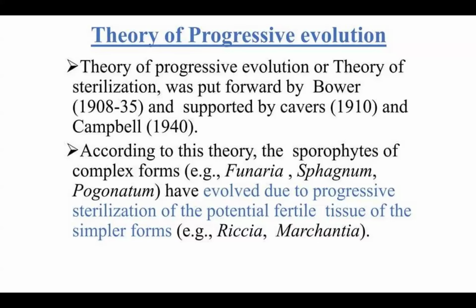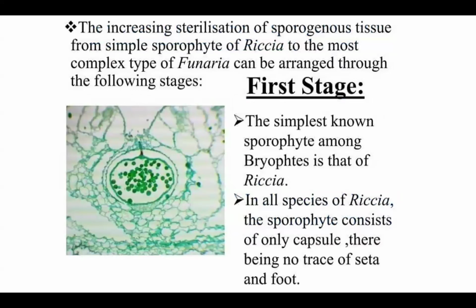In all these, they have evolved due to the progressive sterilization of the potential fertile tissue of the simple forms. Riccia is more simple, that is Riccia and Marchantia. Here, how they have progressed is from simple to complex. Simple thing you can remember: simple to complex structure formation is the theory of progressive evolution. The simplest form is Riccia and the most complex form is Funaria or Polytrichum.